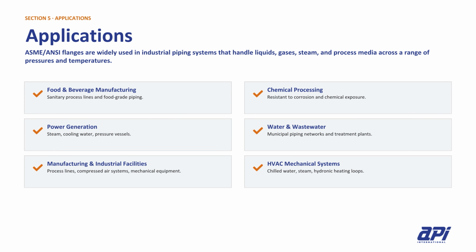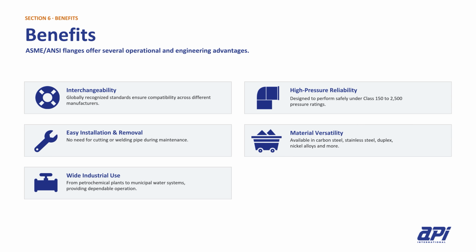The material and application range is why these flanges appear almost everywhere: in food and beverage manufacturing, chemical processing, power generation, water and wastewater, manufacturing and industrial facilities, and HVAC mechanical systems. The advantages are easy to see. Recognized standards make flanges interchangeable across manufacturers, and they perform reliably from class 150 through 2500. They come in a wide range of materials and are proven from petrochemical plants to municipal water systems.